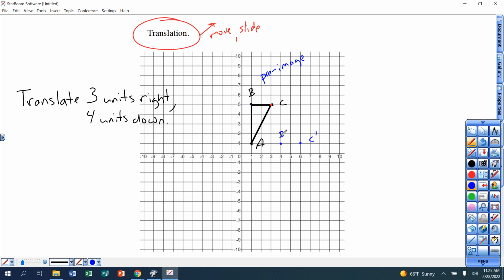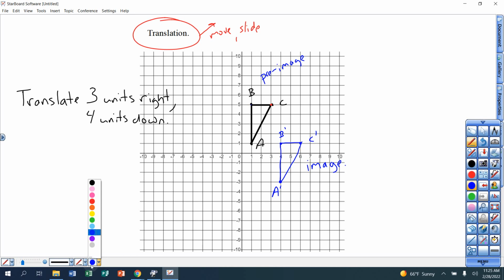then that A point has to be 4 down here. Some people will move 1 and then just move the other points where they need to go. Some people like to move each point individually. Right 3, down 4. Another way of writing this, and I'm sorry, let's call this the image. First word is transformation. All right, so again, before the move called the pre-image, after the move called the image.